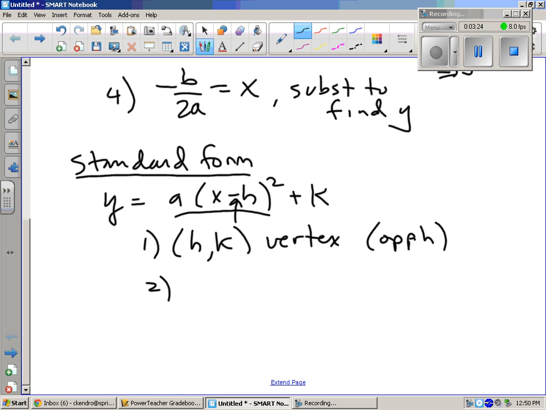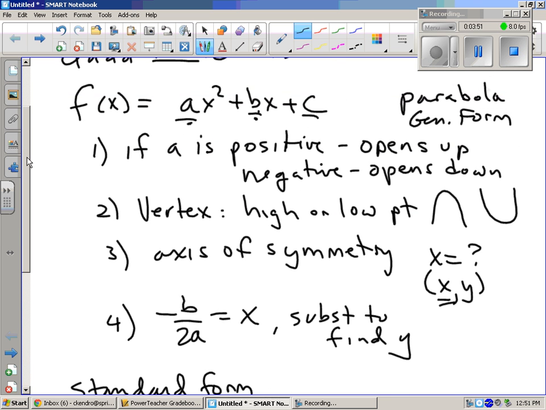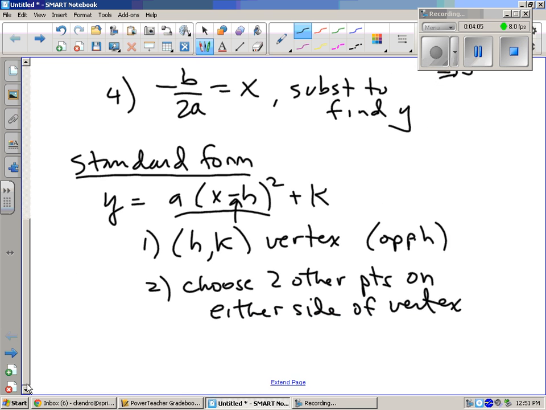The other thing you do, if you want to graph it, is to choose 2 other points. And you probably want to pick them on either side of the vertex. And that way you'll get a good picture of what it looks like. The other thing, let me go back up here just for a second. I want to mention one other thing. C here in this form is the y-intercept. So you can use that along with the vertex and then maybe do a mirror image to find what the picture looks like to actually graph it.